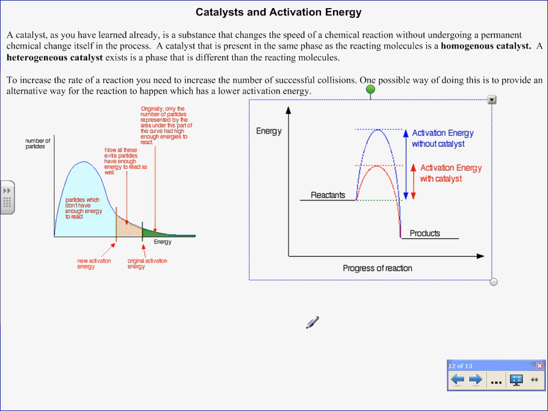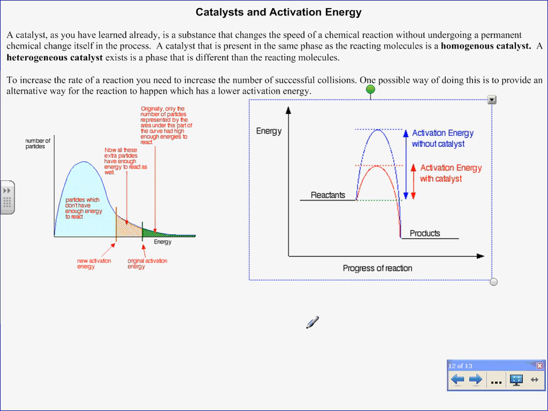We can have either a homogeneous catalyst or a heterogeneous catalyst, and that simply means that the catalyst can either be in the same phase as the reaction or different. So if you have a solution and you put a catalyst like an acid into the solution and it's also a solution, then that's a homogeneous catalyst. If the reaction is taking place in solution, but you add some kind of a solid that's acting as a catalyst, that would be a heterogeneous catalyst.